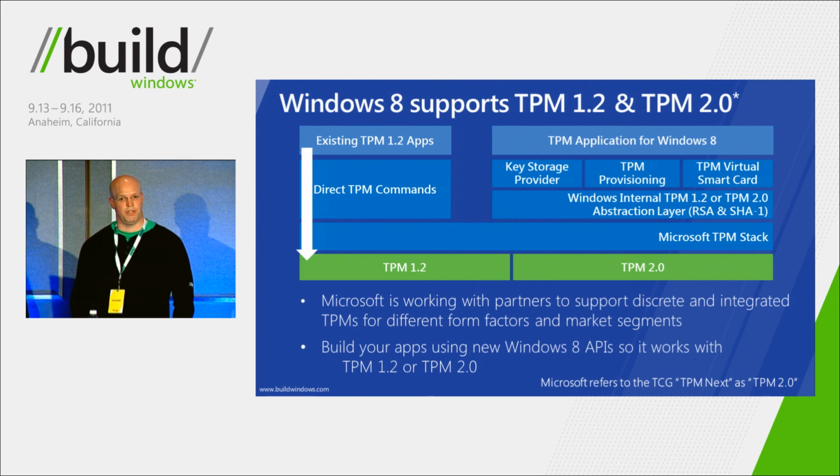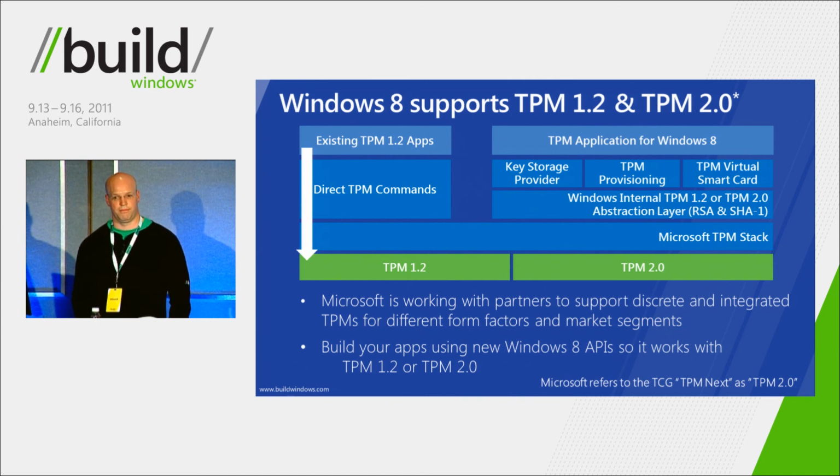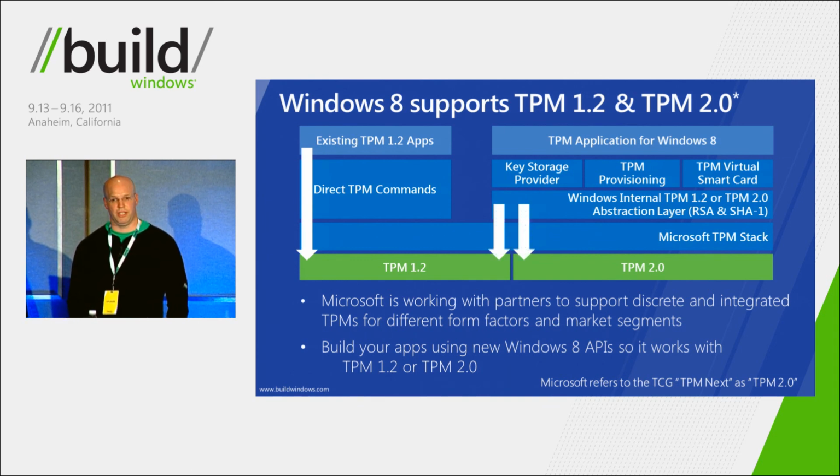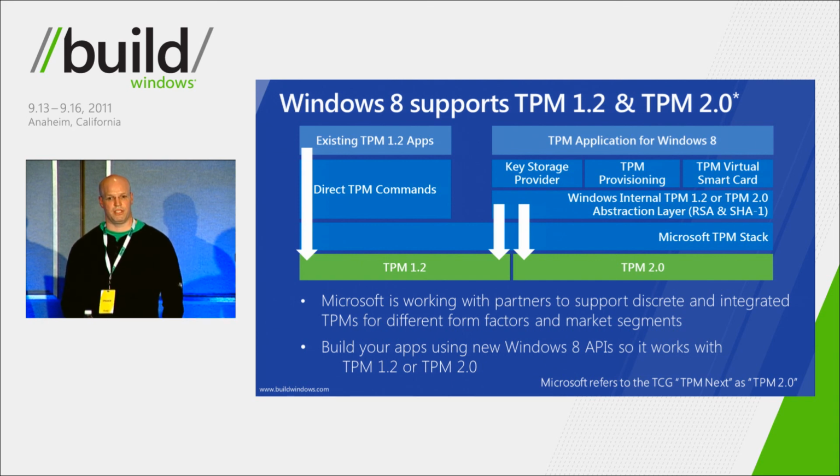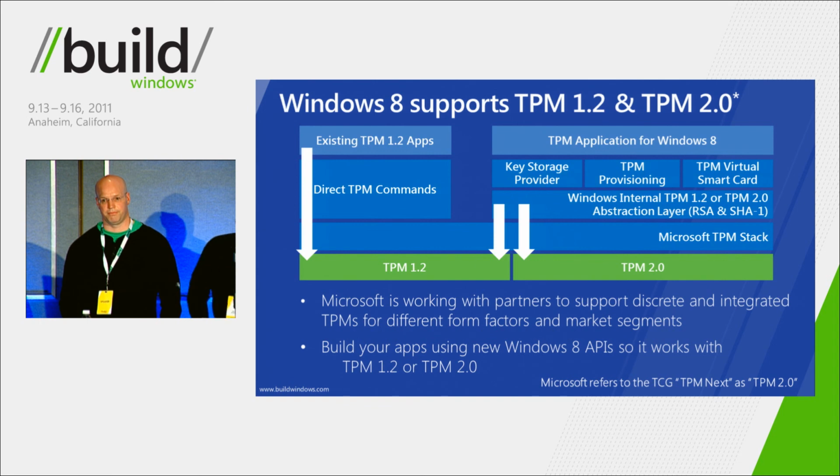If you're a software developer and you're using the TPM, the higher level APIs for Windows, the key storage provider interface for certificate storage, for example, the application, the provisioning process, as well as the wizard for provisioning, and also the TPM-based virtual smart card, all work the same whether you have a TPM 1.2 on the platform or a TPM 2.0. There's an abstraction layer, and depending on what type of hardware is underneath, that abstraction layer for Windows will send the commands formatted the right way for either TPM 1.2 or TPM 2.0.